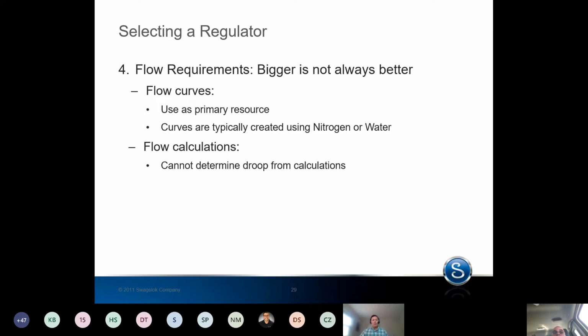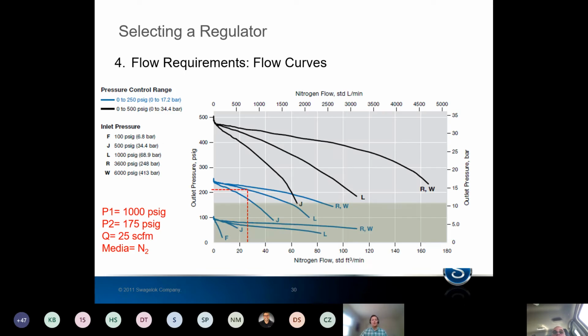But what you want to do is utilize the flow curves that are available in all technical documentation. For Swagelok regulators, we have a technical bulletin that's, I think at this point, a couple hundred pages of flow curves and flow information, and you can learn a lot from these flow curves as far as what you should expect from the regulator when it's in service. So I'll walk through a couple examples here of just how we would use a flow curve.